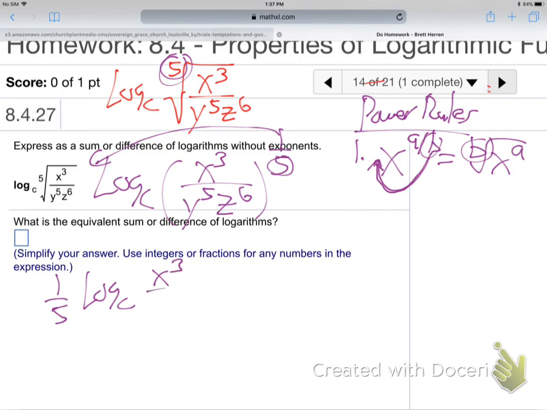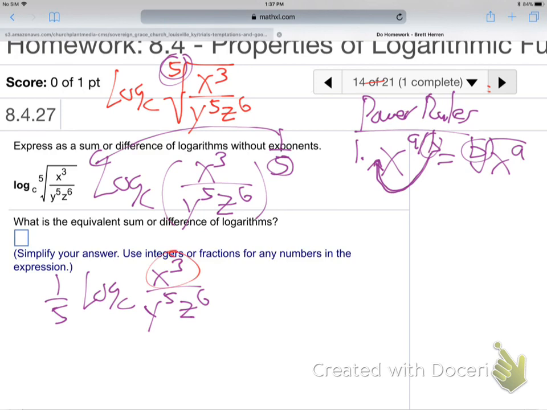The whole 1/5, not just 5. The whole 1/5 goes to the front like that. Good. The fifth root became a 1/5 power, and the 1/5 goes to the front. And now just do the rest like normal.